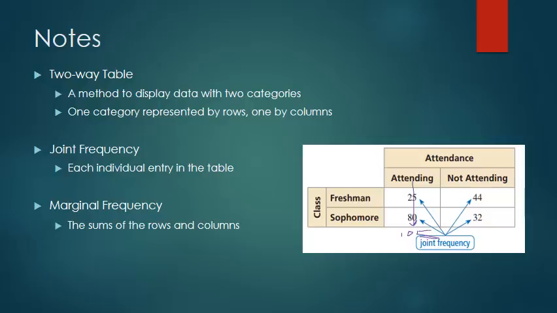If I wanted to figure out the total number of freshmen who responded, I'd go this way in my table. I have 25 freshmen who said they're attending, 44 who said they're not attending, so total I'd have 69 freshmen who responded to this survey. So these are marginal frequencies. Just two things to keep separate here: joint frequencies, individual things in the table; marginal frequencies, when we add together the rows or the columns.